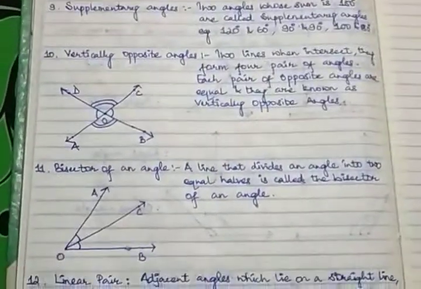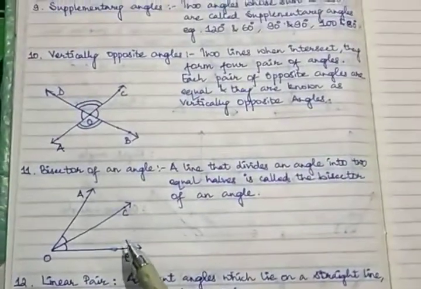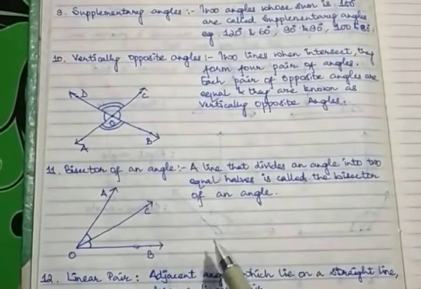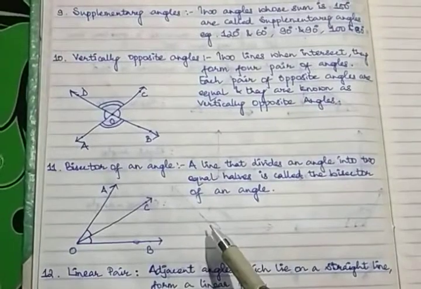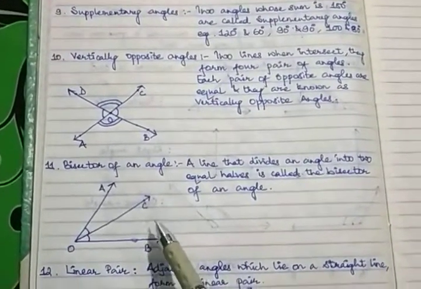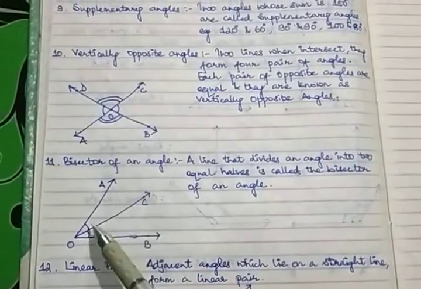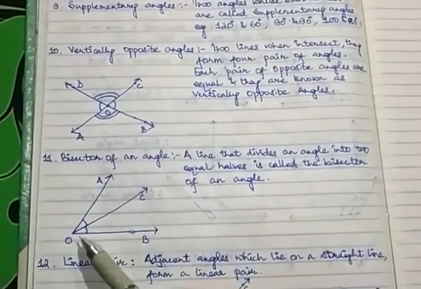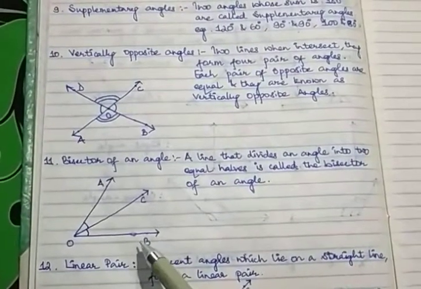Now the another topic we have here is bisector of an angle. See, a line that divides an angle into two equal halves is called the bisector of an angle. So simple, and bisector of an angle means nothing but when a line divides an angle. For example in this one, suppose for AOB, now you can figure out that AOB is an acute angle, isn't it?